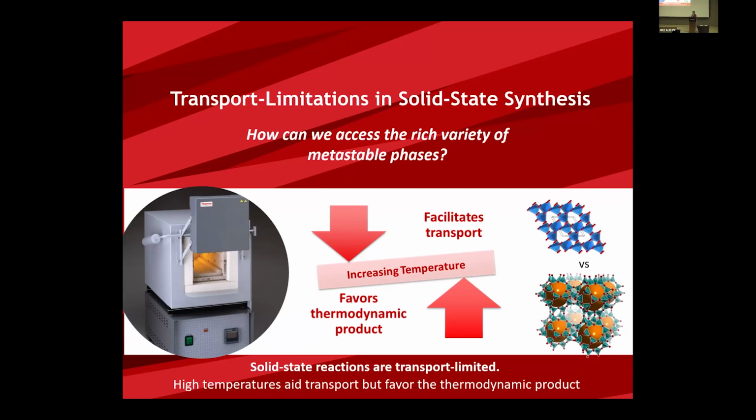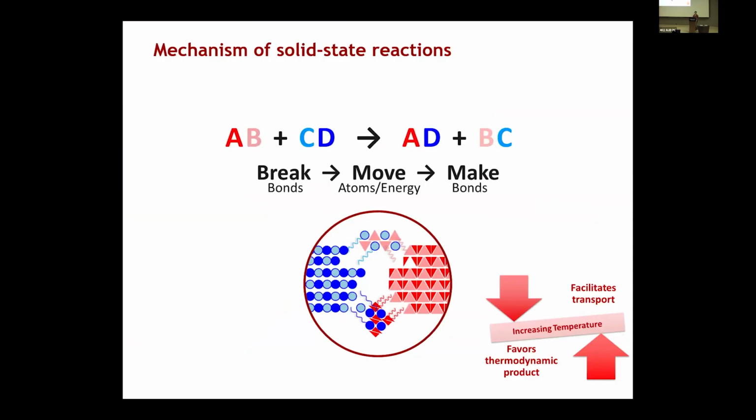And so all these really useful materials that we haven't discovered yet, they're not the ones at the thermodynamic minimum. These are these metastable phases where we have to find the right balance of temperature and reaction pathway in order to isolate it. And so, how can we get these reactions to go to completion at a lower temperature where we might be stabilizing these metastable, interesting phases?